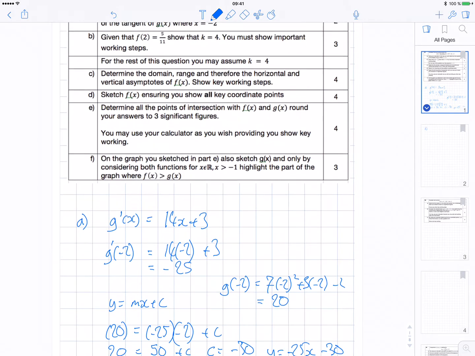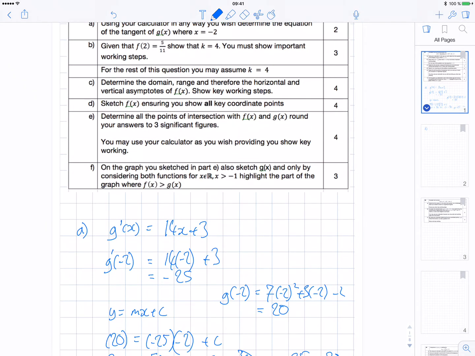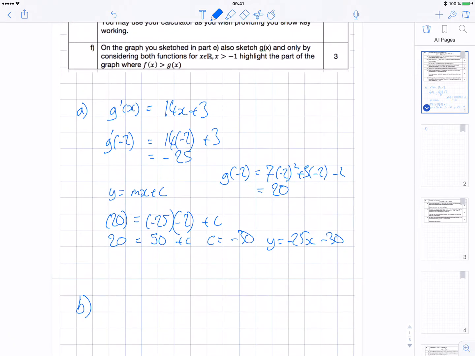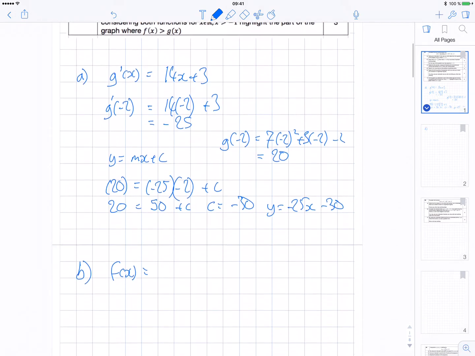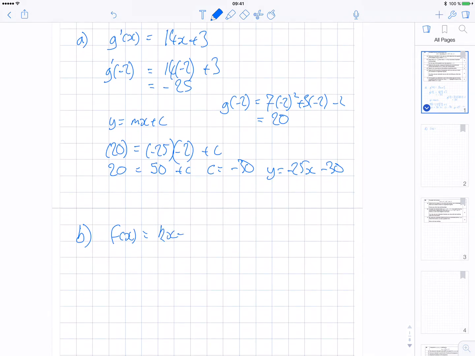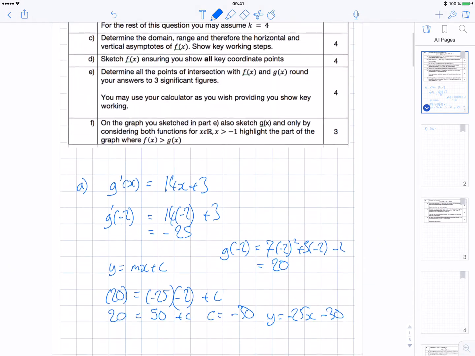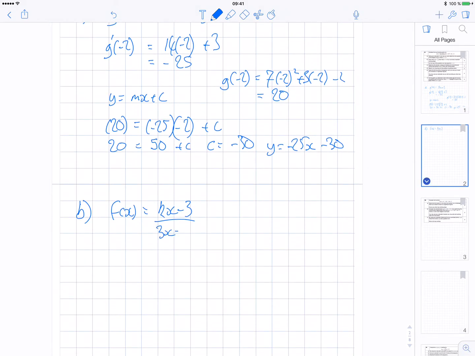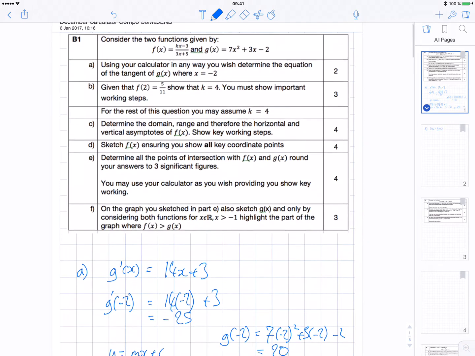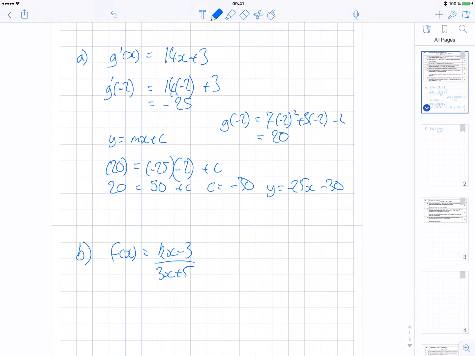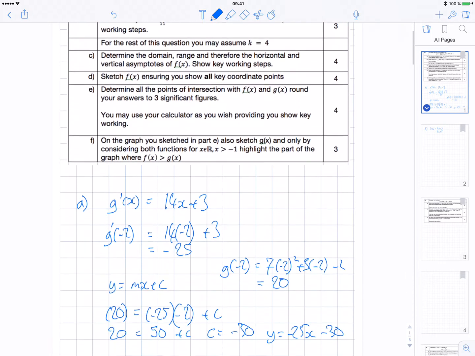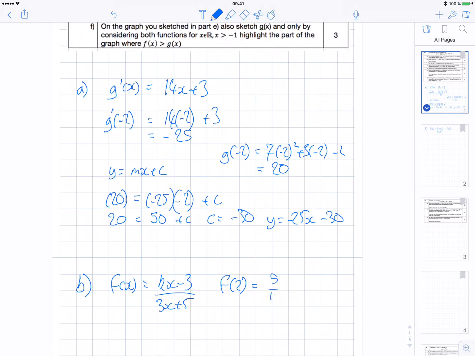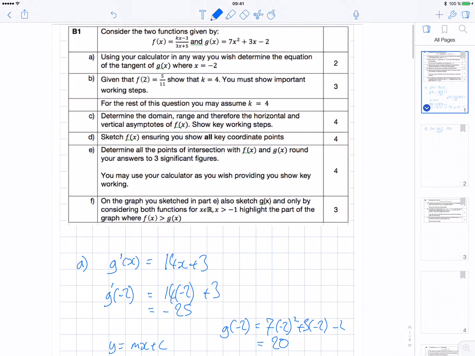Part B. Given that f of 2 equals 5 over 11, show that k equals 4, you must show your important working steps. So I know that f of x is equal to the rational function kx minus 3 over 3x plus 5. Now, you've had quite a few of these questions. This one's quite similar to this in the class. Now, we know that when x is 2, f of x is equal to 5 over 11. Am I given any other information on it? Show that k equals 4.